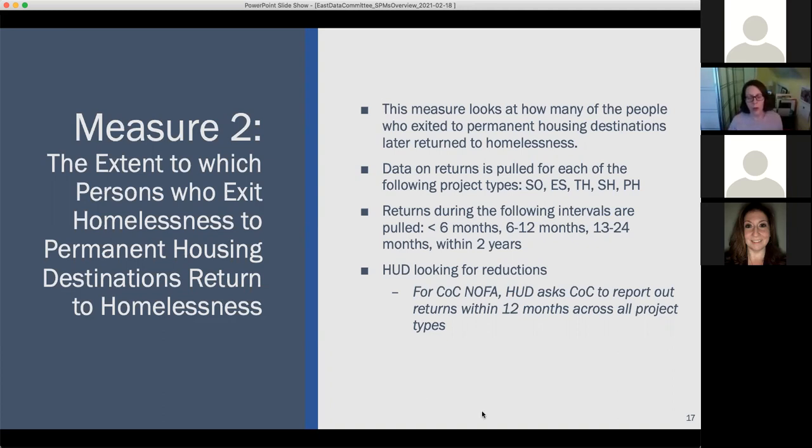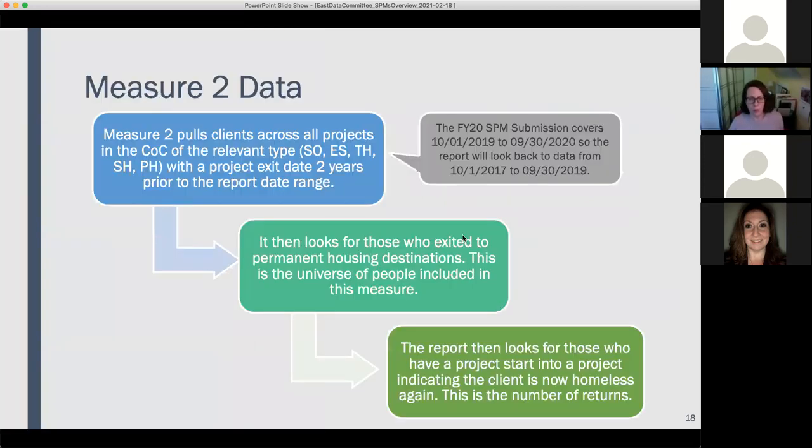And HUD was obviously looking for this to be reduced. They don't want to see returns, right? And what the CoC is sort of, I guess, on the hook for is returns within 12 months across all project types. That's what we have to report out.